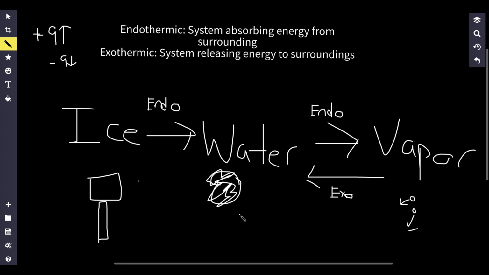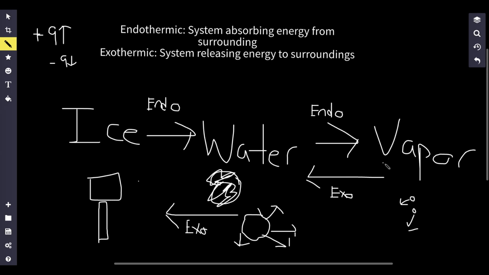And same with the water. Water to ice. Let's say we have this piece of water. The water has to give energy to its surroundings so that it becomes colder. It loses heat, and then it turns into ice. So this would also be exothermic.